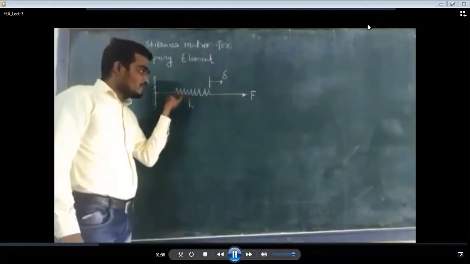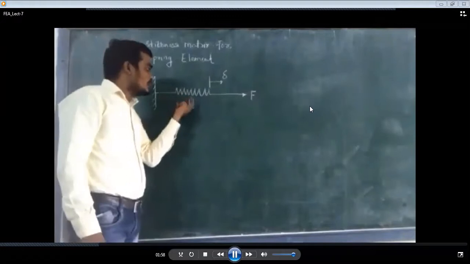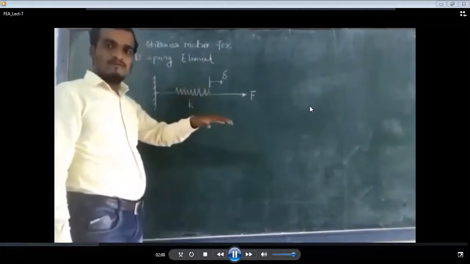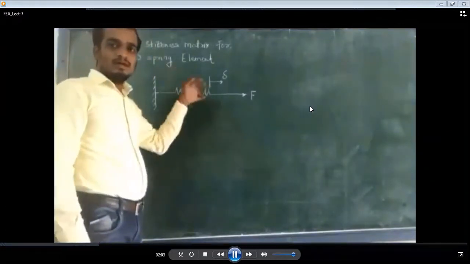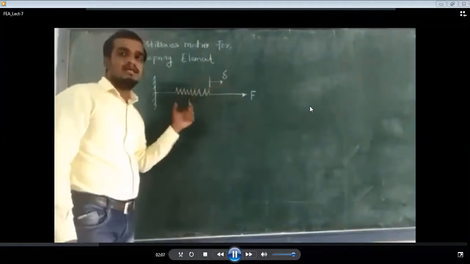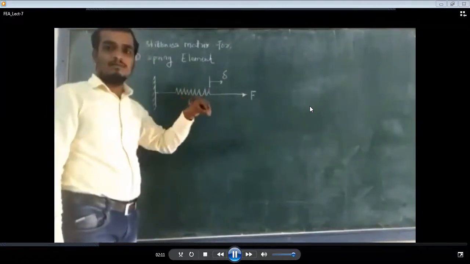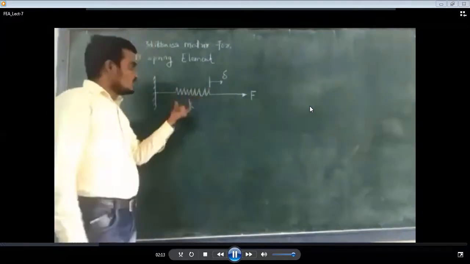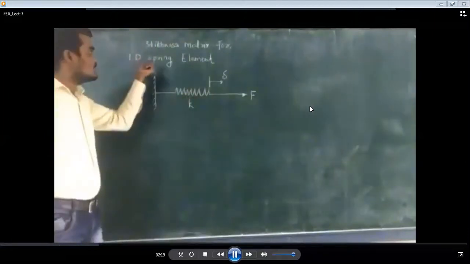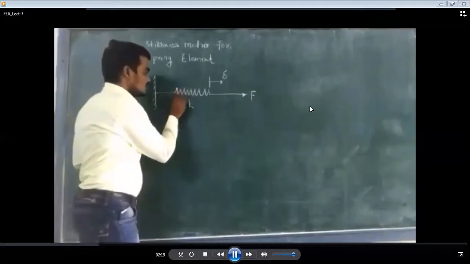There are actually four steps. As we know, the first one is to convert this real-life problem into our finite element or discrete problem. For this, we need to convert the entire domain into a finite number of elements. Here there is only one element, the spring element, and we are going to derive the stiffness matrix for the spring element.